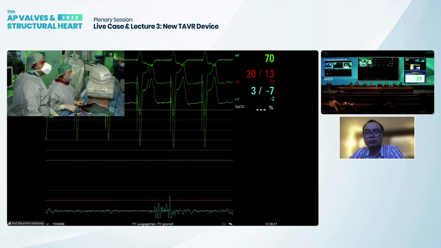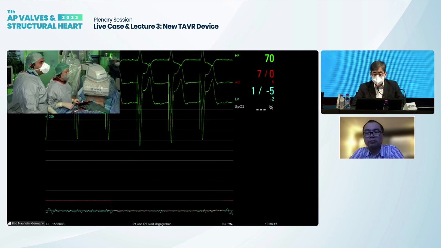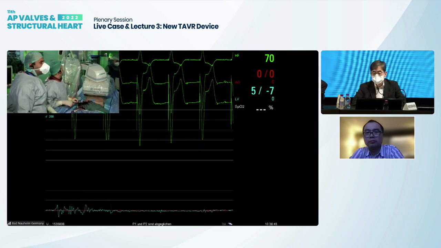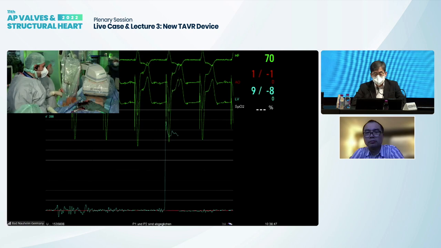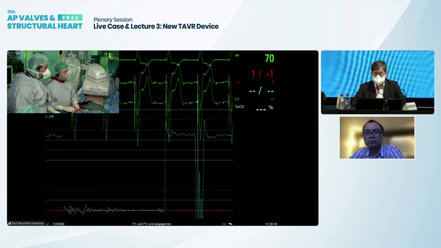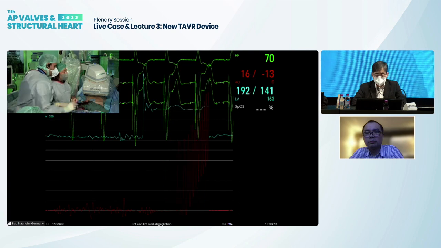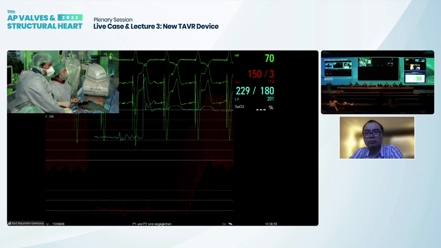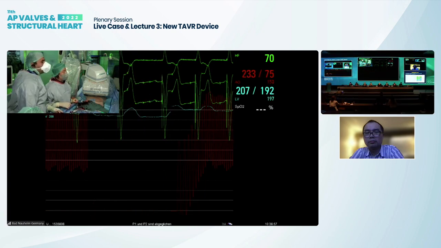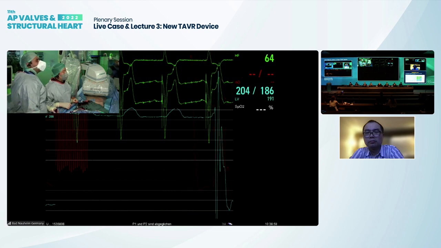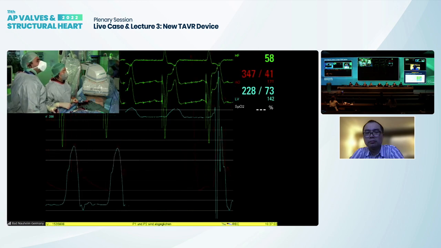Can you lower the backup pacing rate? Yes. Can we maybe go to 50, please? We'll go down to 50. Is it a complete AV block? Yeah, we will check.